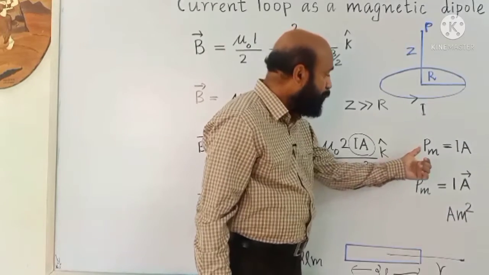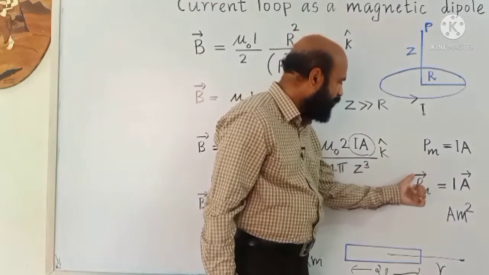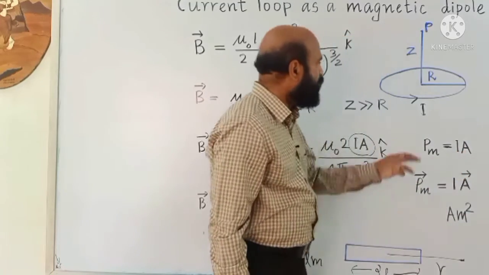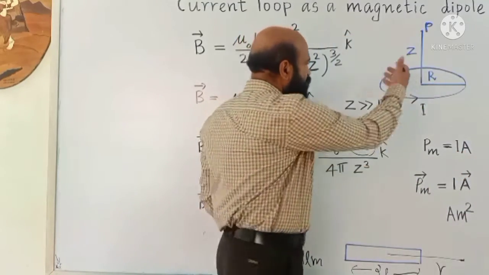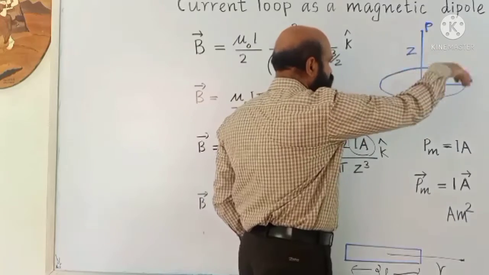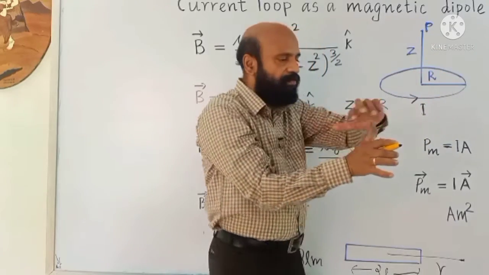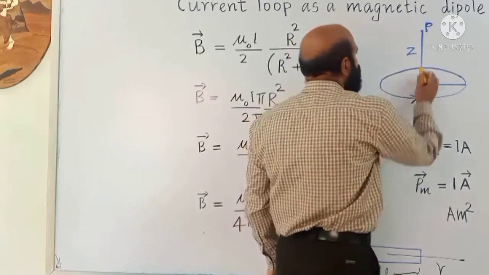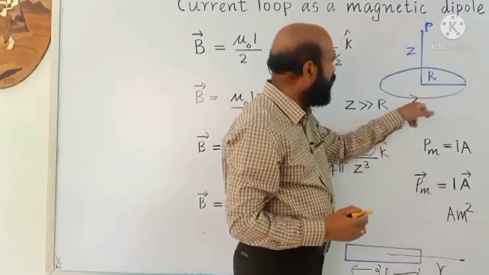Now magnetic dipole moment is a vector quantity, so we can write PM vector is equal to I into A, area vector. So area can be considered as a vector. Now current is in this direction. So when we consider the direction, this is the direction of the magnetic dipole moment, the A vector.